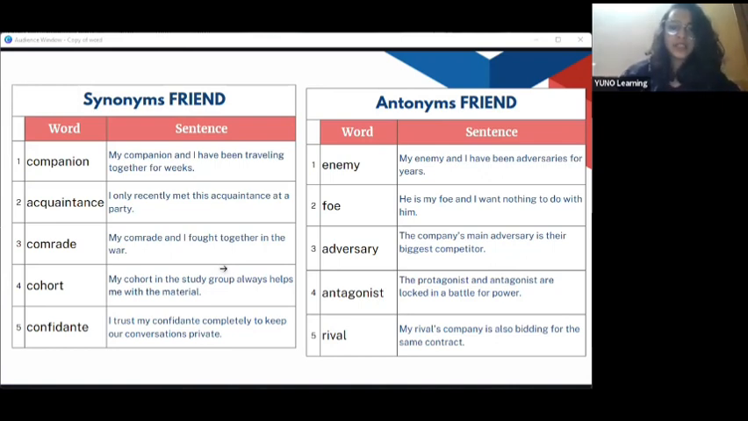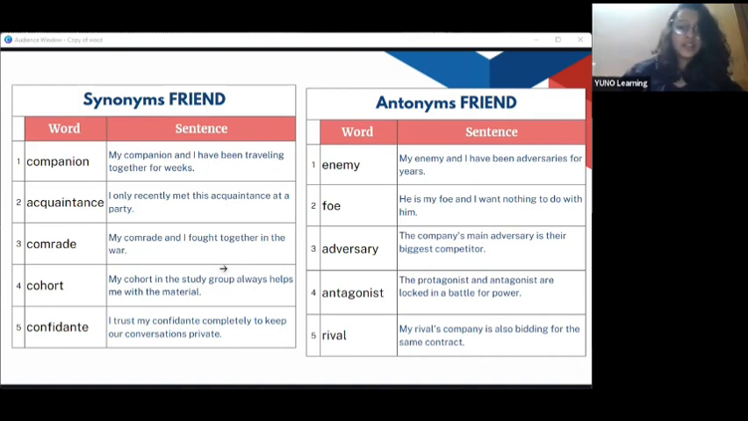Adversary. My company's main adversary is their biggest competitor. Antagonist. Antagonist is mostly used in terms of, you must have heard this word whenever you're watching pictures. There's a protagonist, that's the main lead, and then there's the antagonist, which is the villain or the enemy in the picture, or let's say a noun. The protagonist and antagonist are locked in a battle for power.